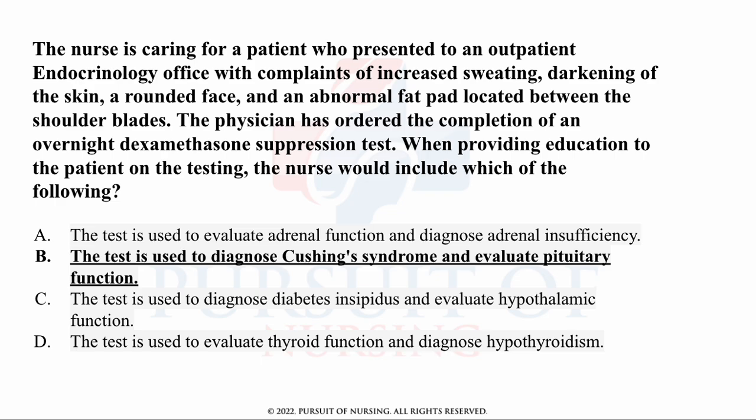In a person with normal pituitary and adrenal function, the dexamethasone should suppress cortisol production. However, in a patient with Cushing's syndrome, cortisol production is not suppressed. So the test can also help to evaluate pituitary function, as the pituitary gland is responsible for regulating cortisol production. So the overnight dexamethasone suppression test is used to distinguish between Cushing's syndrome and Cushing's disease.